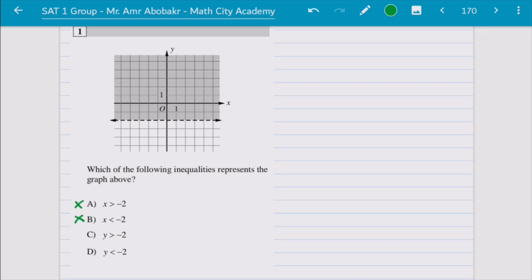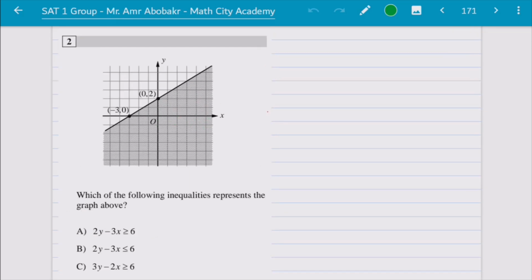Parallel to the x-axis from -2. Okay, so y? Y here is greater or smaller? He colored the area that is above the line. Above the line. So now y is greater than -2. So this is the best choice.